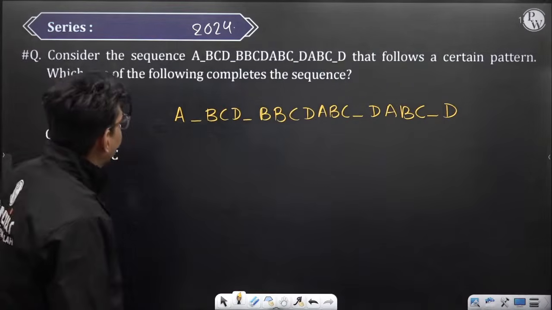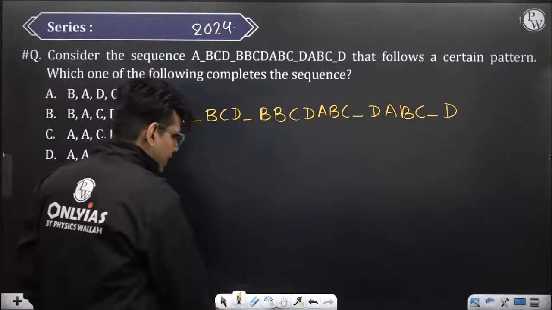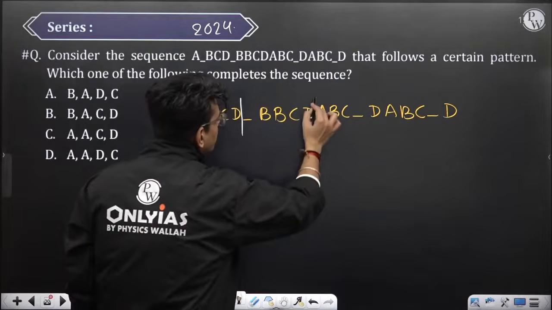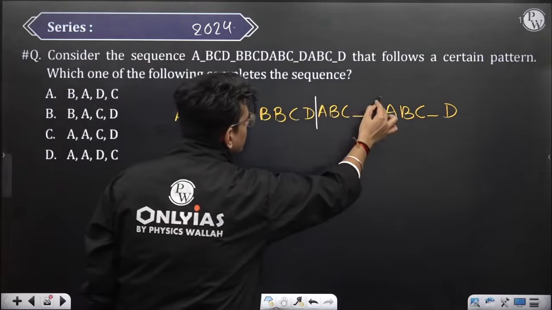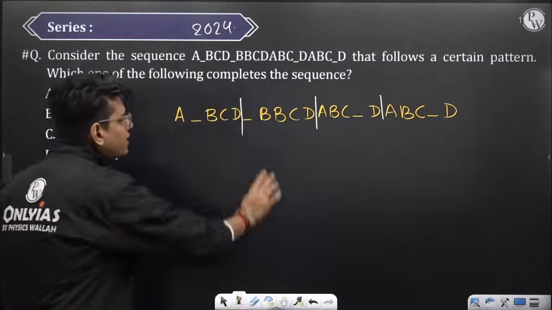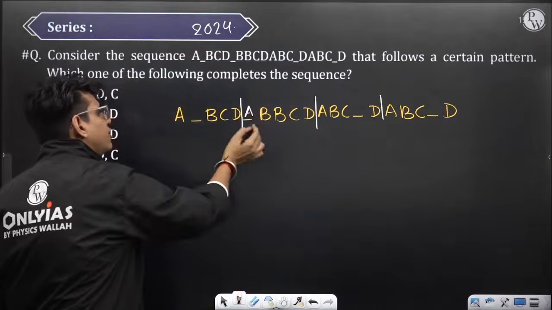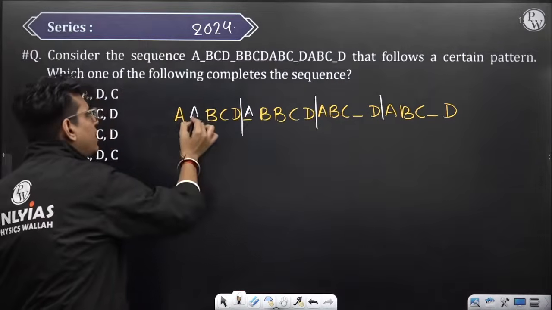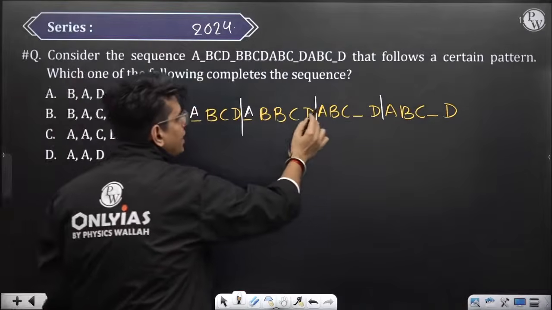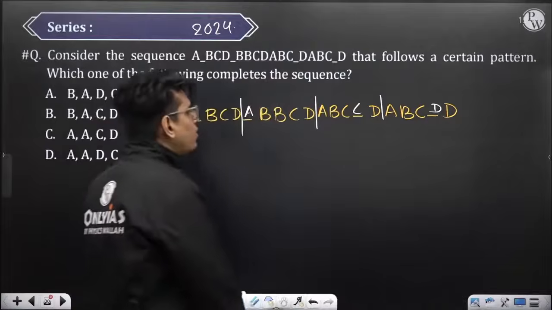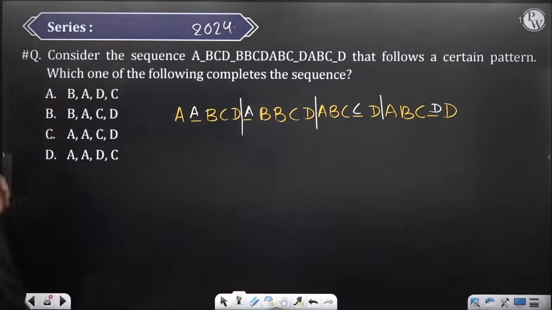So here I can see if I divide it in parts of 5, right? Again, I can see a pattern here. BB is repeating. So what I can do is this can be A. If BB is here, here it can be AABCD, ABBCD, ABCCD, and ABCDD. So is there any option with AACD? AACD, C is our correct answer, right?